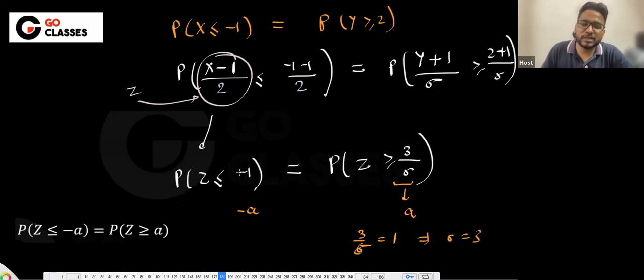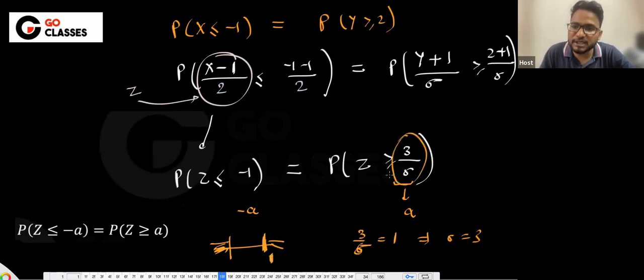So basically, if z is less than or equal to minus 1, since it is symmetric over the mean, this probability should be equal to z greater than or equal to plus 1 only, right? That's why this thing is plus 1.